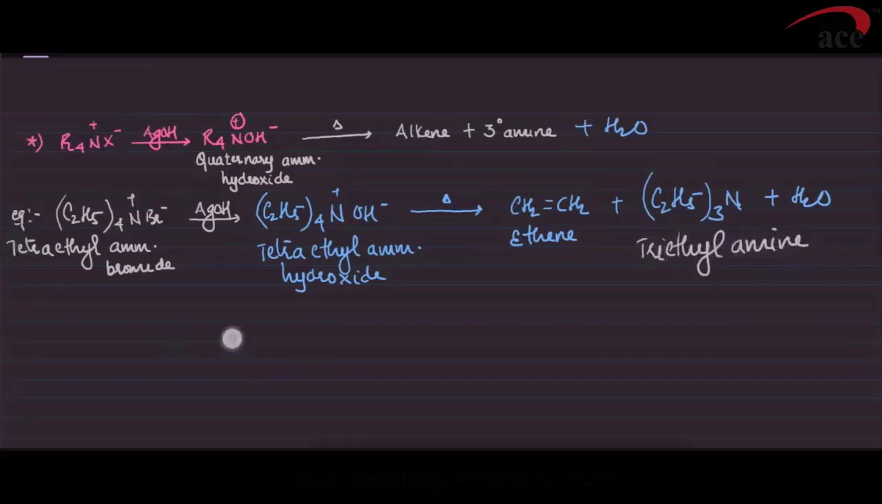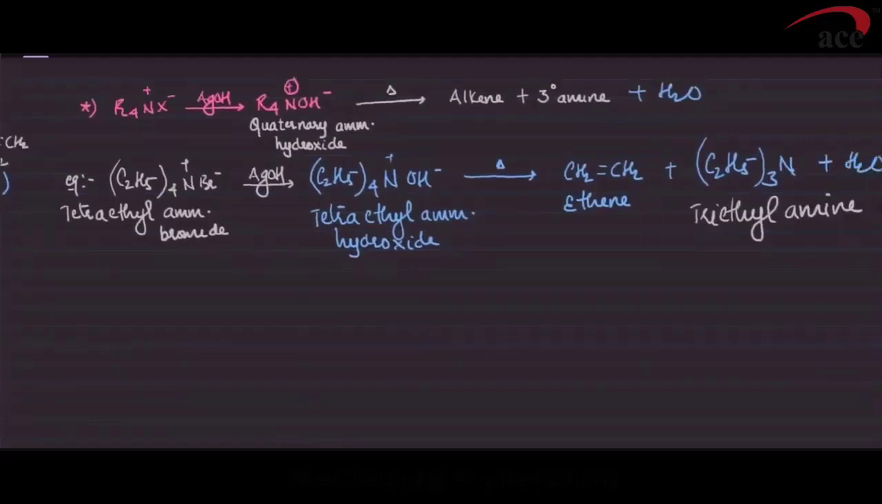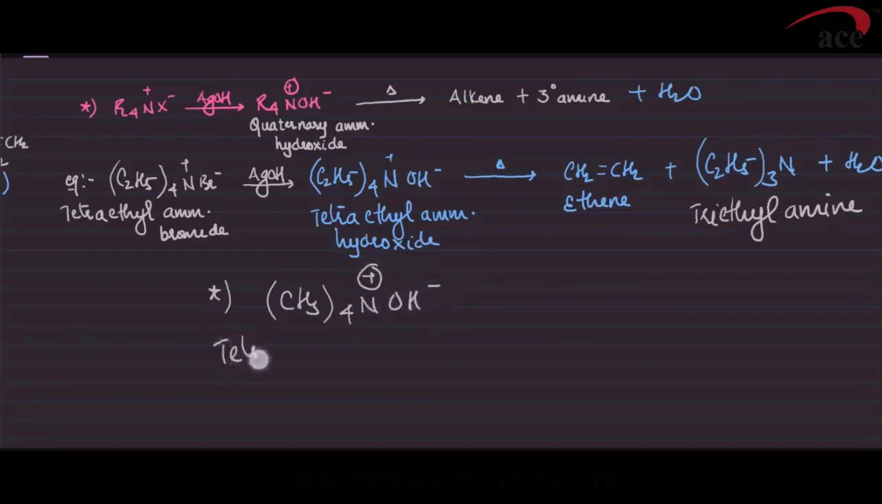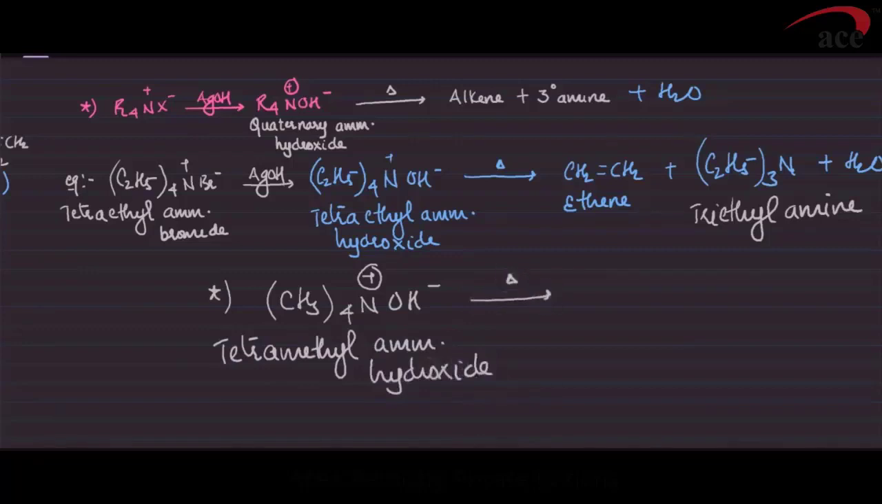Now student, there is an exceptional case also. Suppose you take the second example. If I substitute (CH3)4 N plus and OH minus, we call this tetramethyl ammonium hydroxide. On strong heating, definitely one of the products would be a tertiary amine. So you will get trimethylamine, (CH3)3 N, but left out is only one methyl group.